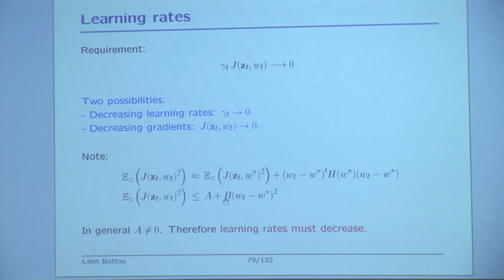Now, if you look at the expectation of this gradient squared, you can say, well, I'm going to develop it around the W star, and you find that often they satisfy a bound that has the form A plus B times the distance to the optimum squared. And if A is different from 0, that means that the variance of the gradient, yes?